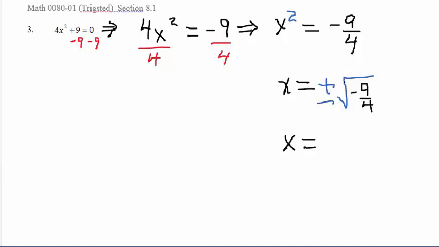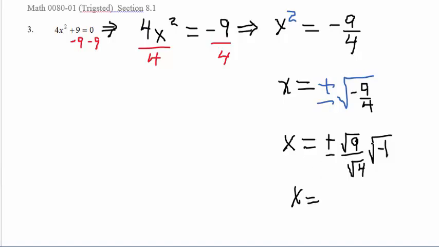So the thing to keep in mind here is that when you're using the square root property, whatever you're squaring has to be set equal to a real number that's not 0. You can't have any variables on the other side of this equation. So this is plus or minus the square root of 9 over the square root of 4 times the square root of negative 1.